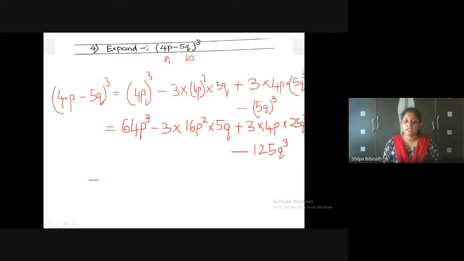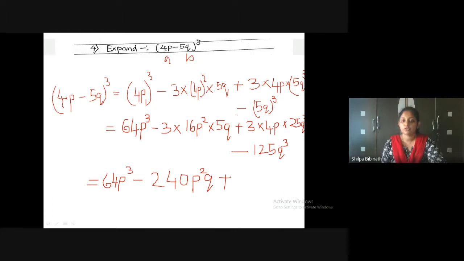And then write down the final answer, 64 p cube minus, you have to multiply 16 into 5 into 3. 240 p square q, plus 4 into 3 into 25.